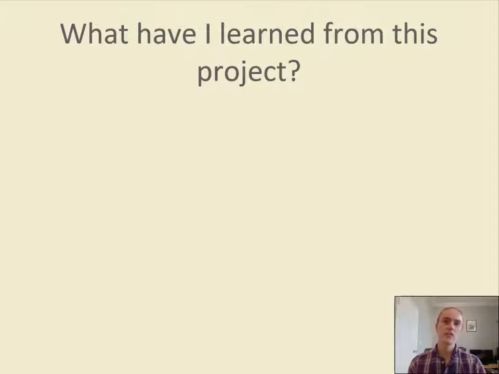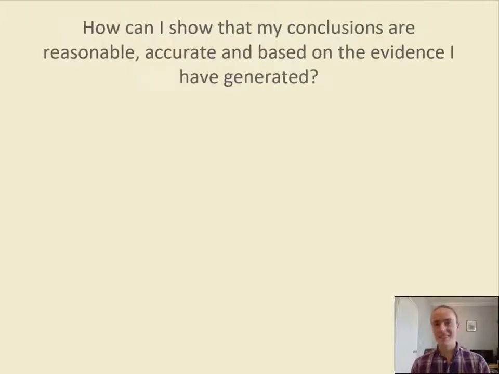You want to have a really strong claim, as we've talked about, to know. Great. And supporting that claim to know, how can you actually show that your conclusions are reasonable, accurate, and based on the evidence that you've generated? So you might want to link this back into specific findings and just substantiate them a bit. How have you been checking your biases as you've gone along in the project? How have you been getting outside of your own head?